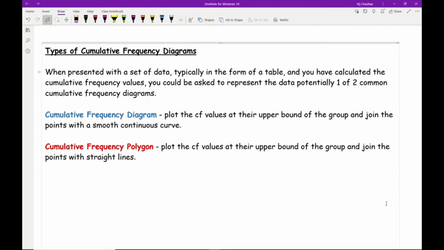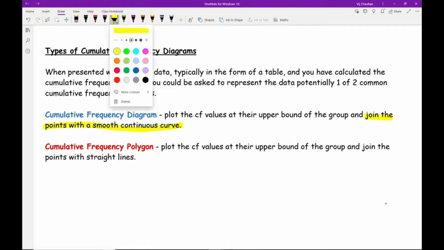What you need to do there is plot the cumulative frequency values at the upper bound of the group and join the points with a smooth continuous curve. And that is the key thing, joining the points with a smooth continuous curve. Now you might get asked to do a cumulative frequency polygon, which is where we plot the points in the exact same place, but this time we join them up with straight lines.